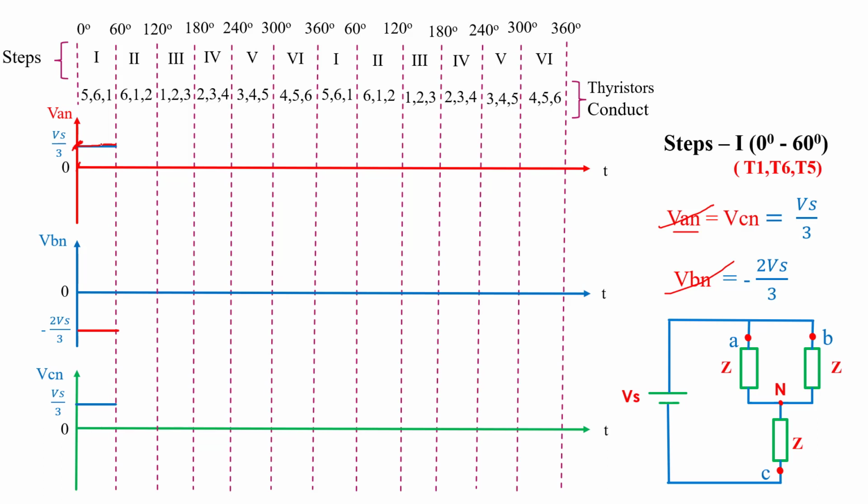So draw the waveform. Now for VBN, the value of VBN is minus 2 Vs by 3. So if this is minus 2 Vs by 3, here we draw the waveform. Now VCN, the value of VCN is, see on the right hand side, Vs by 3. So here Vs by 3. In this way we calculate the phase values for step 1. Now same for step 2, 3 and up to step 6.